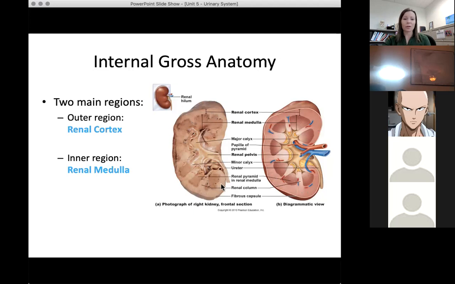That's how you can identify the cortex. So it's the outer region. And then renal columns are part of the cortex. The renal columns are extensions of the cortex.